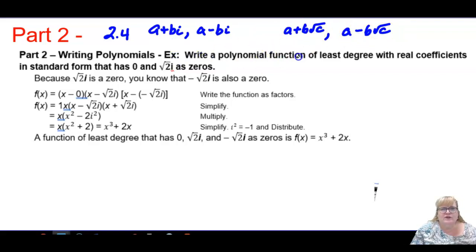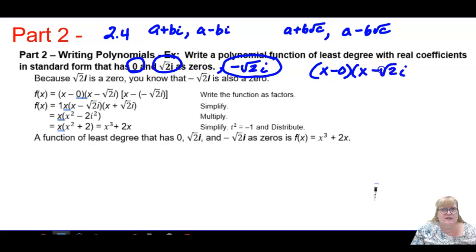So it says write a polynomial function of least degree with real coefficients in standard form that has a 0 at 0 and a 0 at square root of 2 times i. What we need to realize is that if square root of 2i is a 0, negative square root of 2i is also a 0. So there are our 3 zeros. Then we write them all as linear factors, and the i is not under the radical, by the way. Minus negative square root of 2i would be plus.